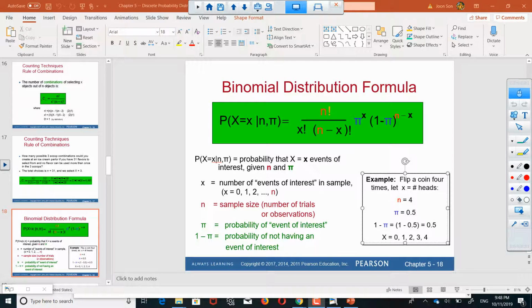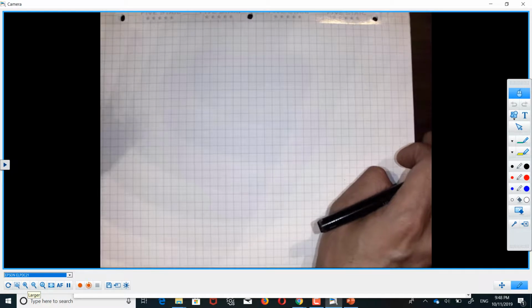Okay, let's talk about the binomial distribution formula. So this is the binomial distribution formula, and I know that it looks a little bit complicated, but it's not really complicated. I'll show you that it's not.